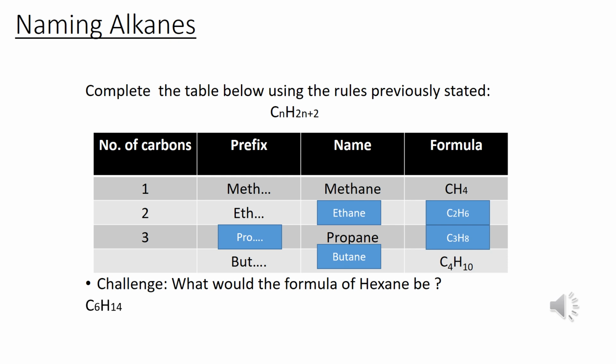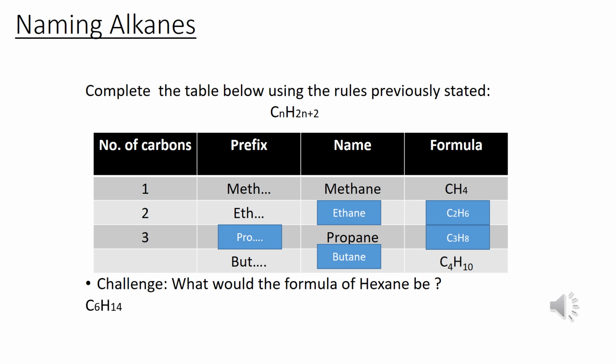Right, so for number of carbons 2, the prefix is eth. So the name will be ethane and the formula will be C2H6. Number of carbons 3, the prefix will be prop, name is propane, formula will be C3H8. And the last one would be number of carbons 4, prefix but, name butane, and the formula will be C4H10. If you want to double check on the formula, you can always go back to the key features of the formula for alkanes.